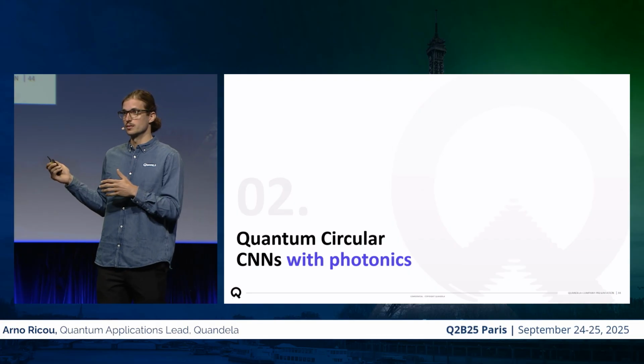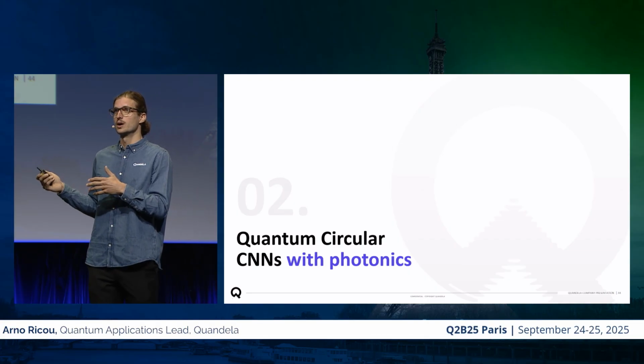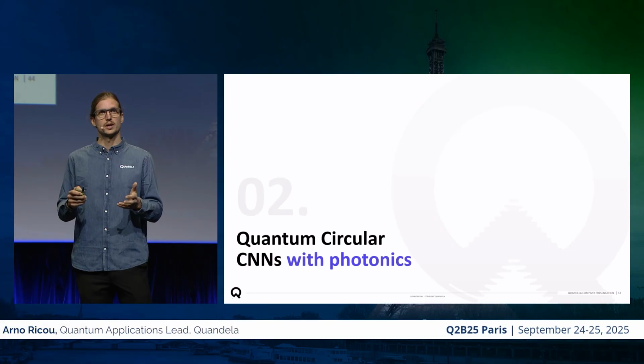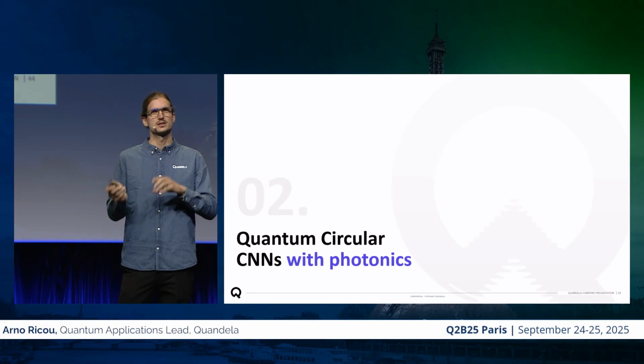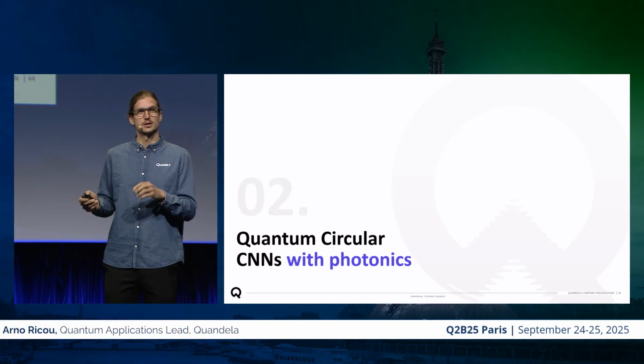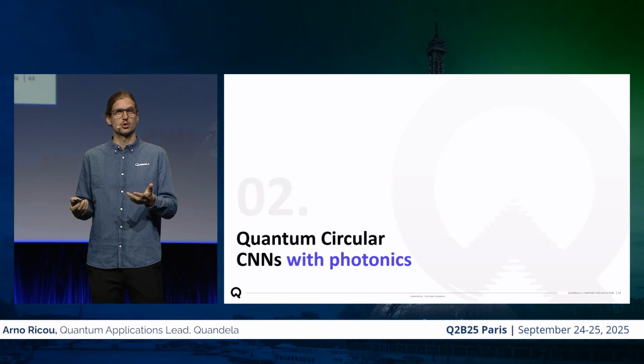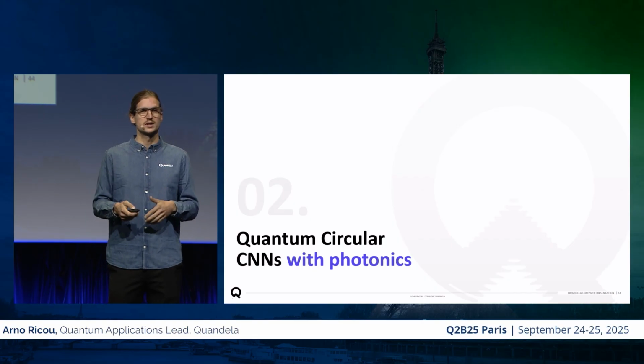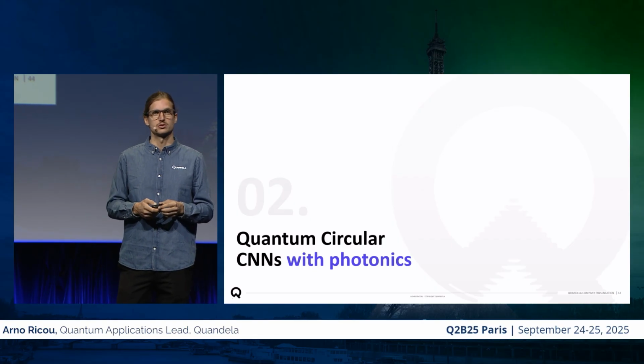Then I'm going to explain to you how you can make that quantum. To be more specific, we have the circulant component, and at Quandela, we do photonic quantum computing. So I'm going to explain how we develop a photonic quantum circulant convolutional neural network.